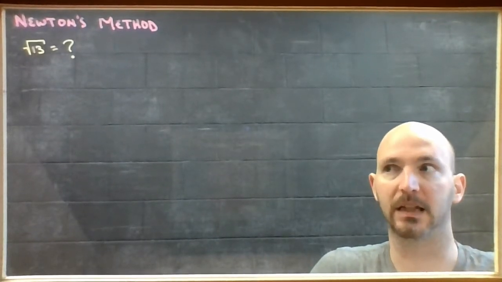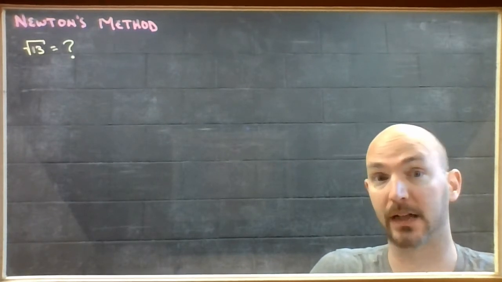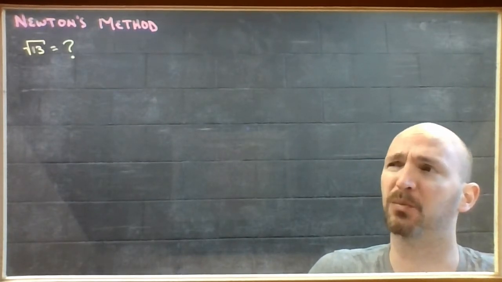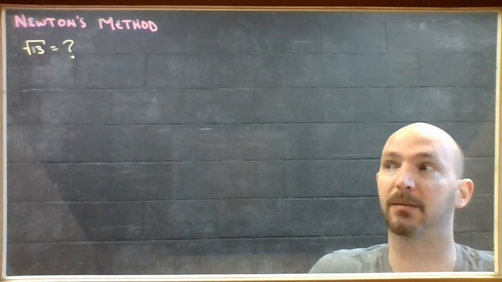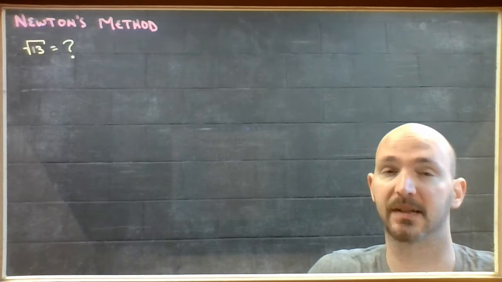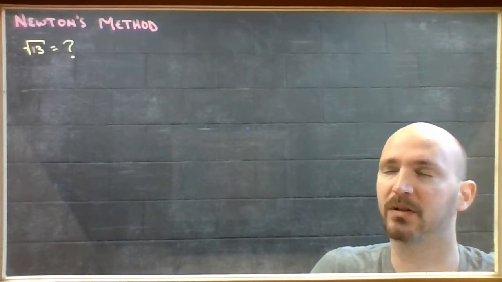So I've got up there the square root of 13, which you could easily type into your calculator and get an answer for. It'll be a little bigger than 3, because 3 squared is 9, and a little less than 4, because 4 squared is 16. So we're somewhere in the 3.5-ish range.